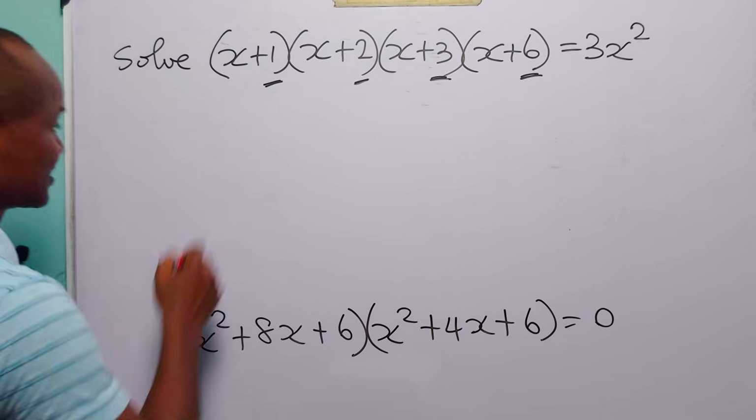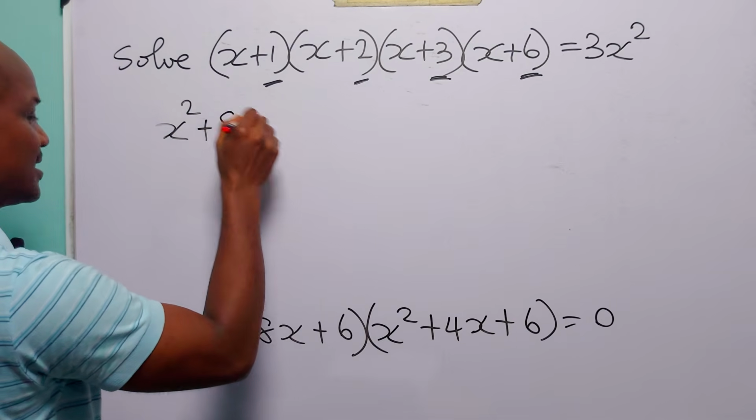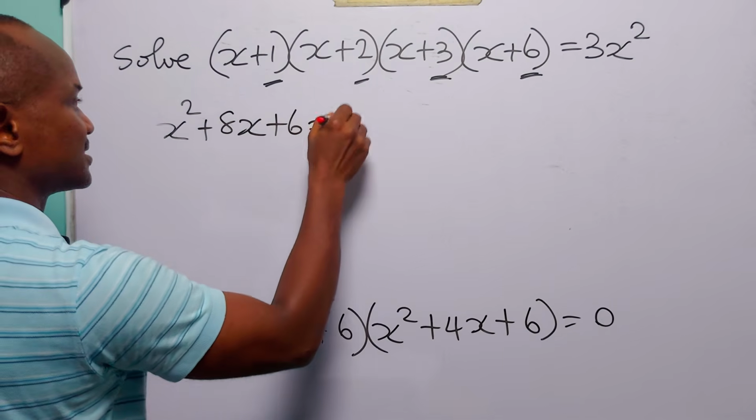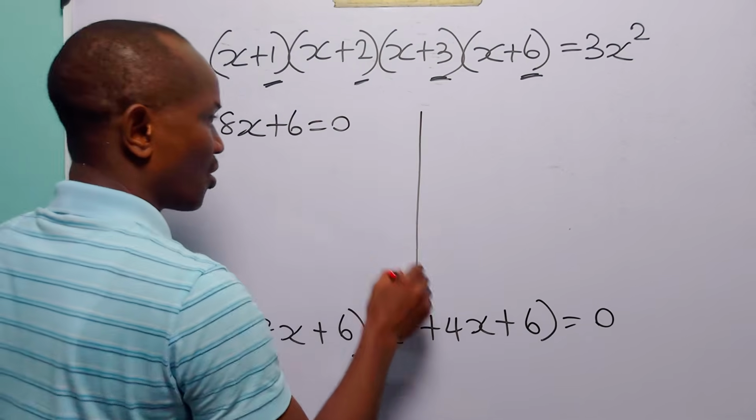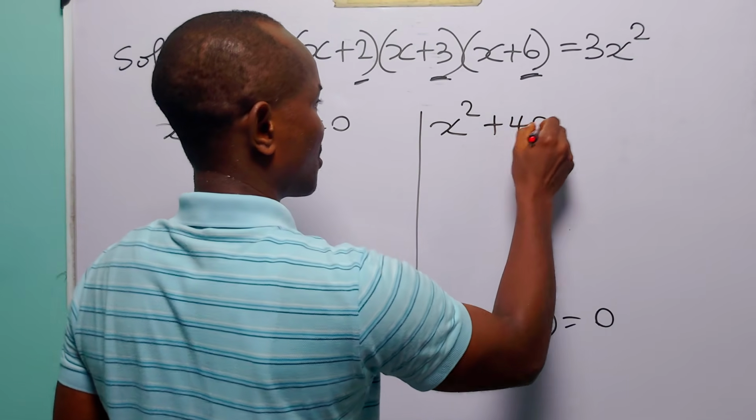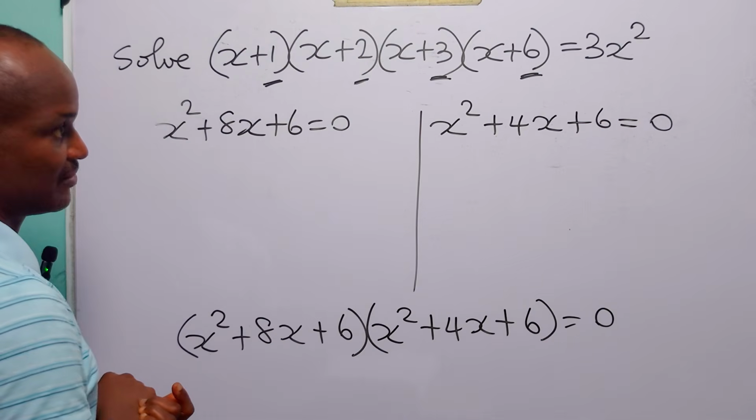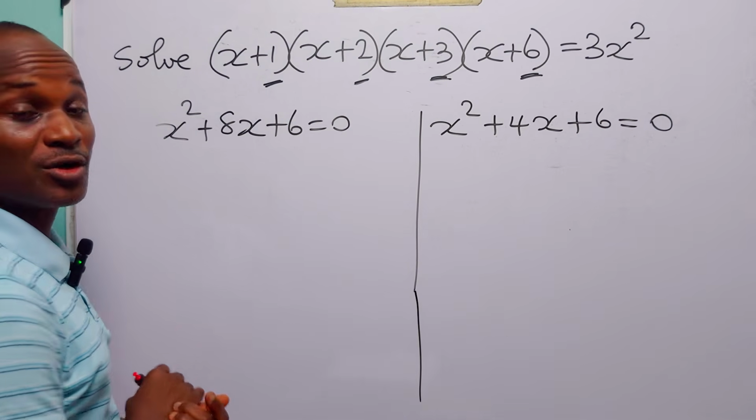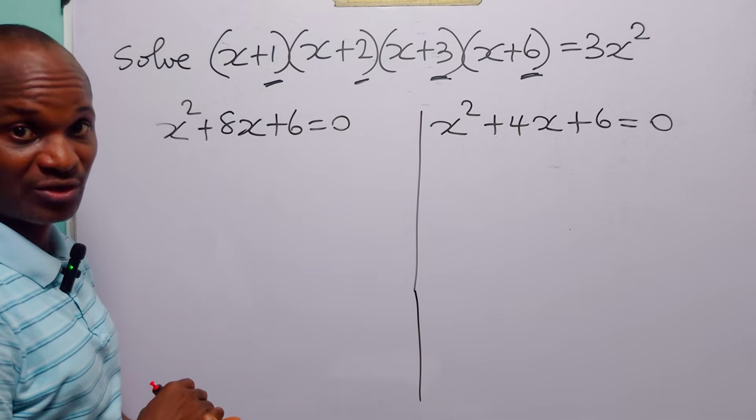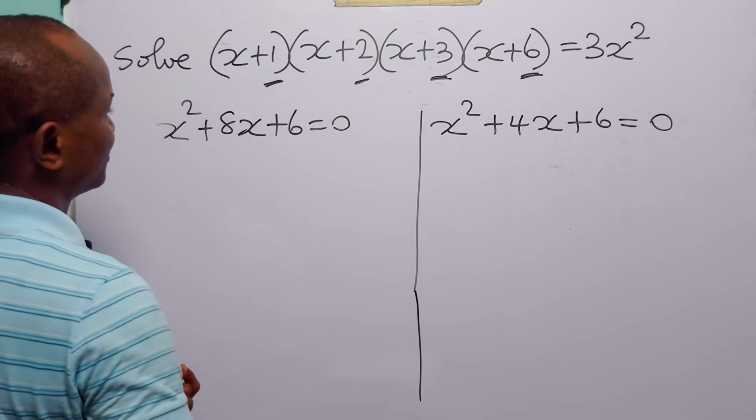So from here, we have that either x squared plus 8x plus 6 is equal to 0, or x squared plus 4x plus 6 is equal to 0. Now, we cannot solve this quadratic equation by factorization, so let us solve it using the completing the square method.